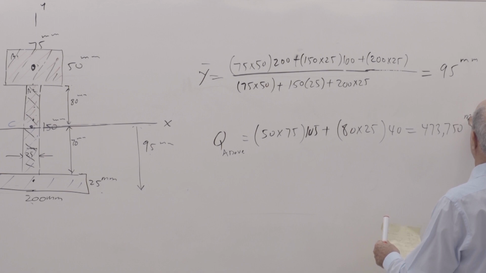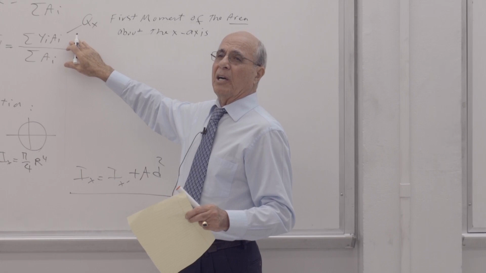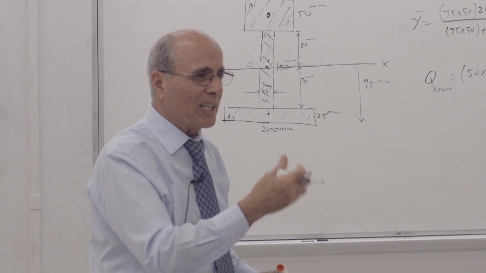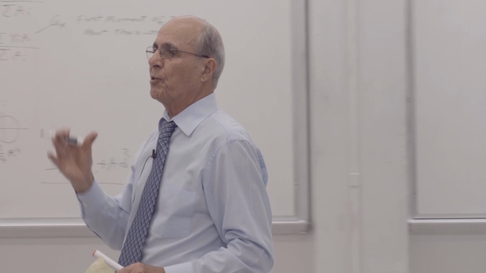473,750. What's the unit? See, that's another subject that you want to understand here. Area, come on, guys, listen to me. Area is length to the power of 2. Doesn't matter, millimeter to the power of 2, inch to the power of 2. What is the cube? You just said it mathematically. It is area times distance, which we call Q. So what's the unit of that? Length to the power of 3. See, it's automatic. If you think about it, this is the logic about it. That's what I want you to think of.